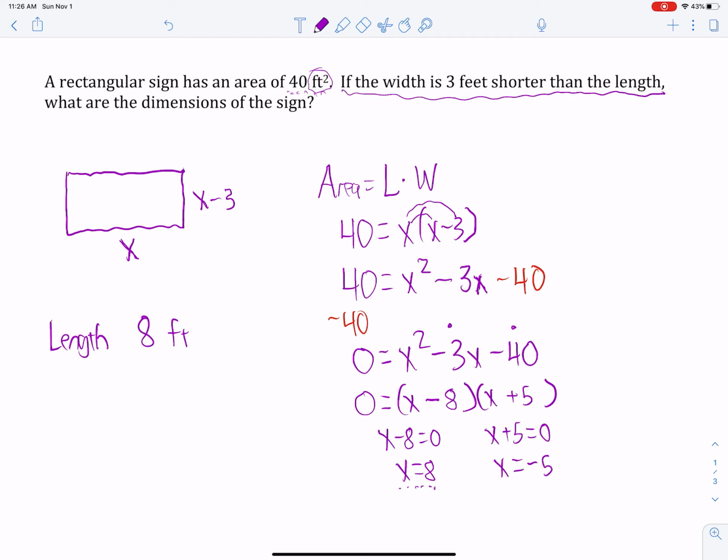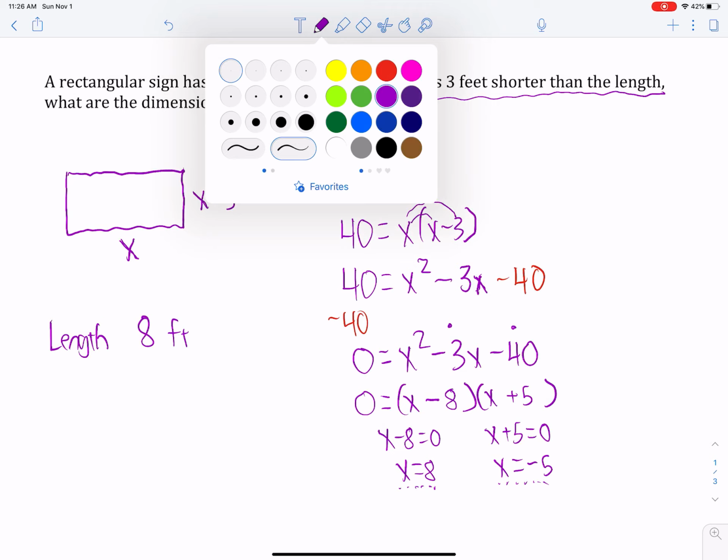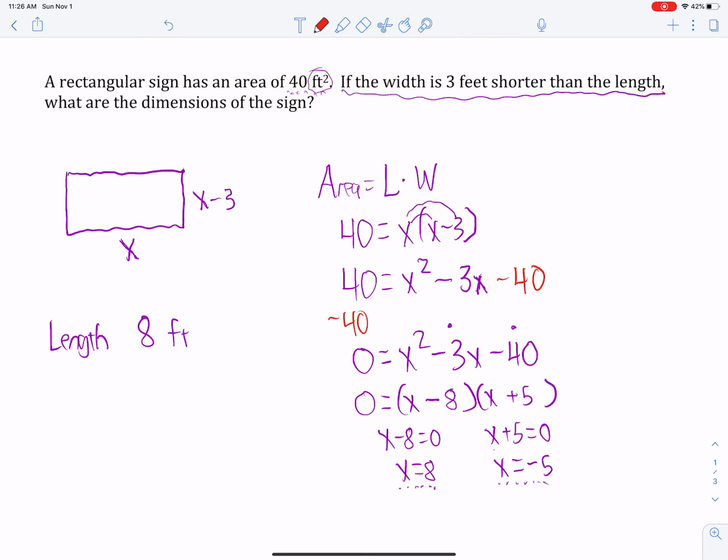Now let's think about this next answer. When you're finding measurements, negative measurements often won't make sense. For example, you can't have a length of negative 5 feet. It doesn't make sense, so I'm just going to cross that one out. That one's not a realistic answer for this problem situation.